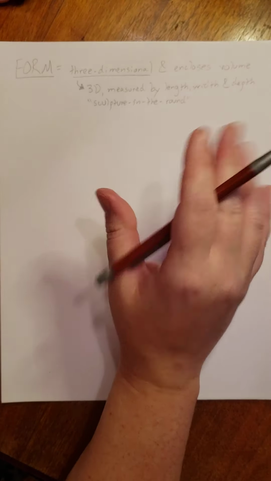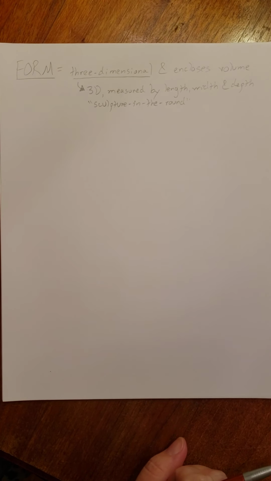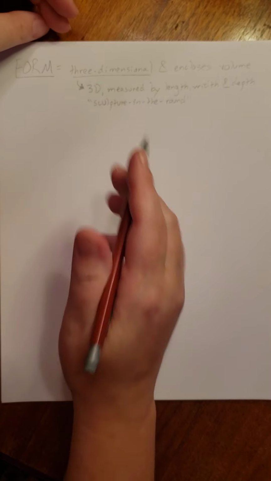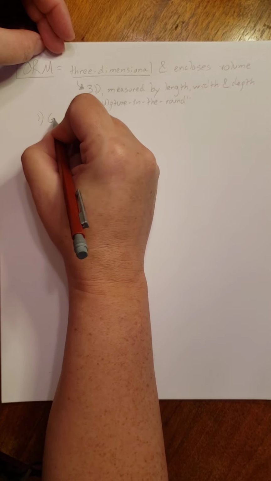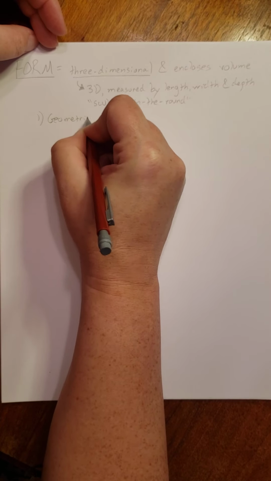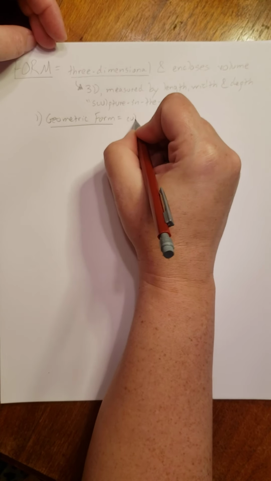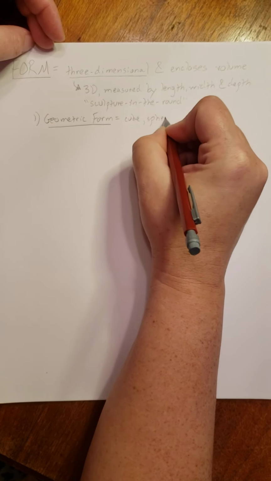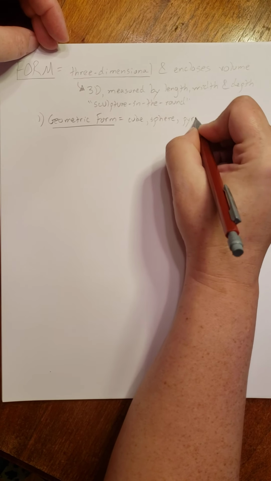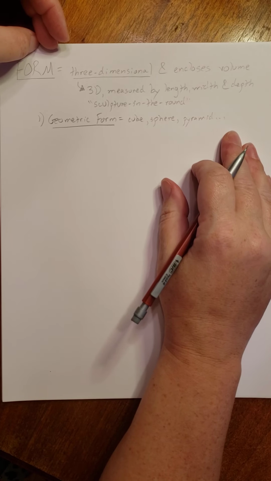Now, with shape, we had two different kinds. The first one was a geometric shape, and we have, for an example, a square. What does a square become when it's 3D? Well, it's going to become a cube. So if I can have a geometric shape, that means I can have a geometric form. So for example, we could have a cube. We could have a sphere, which is a ball. We could have a pyramid. Okay, you can have cylinders. So we have geometric form.